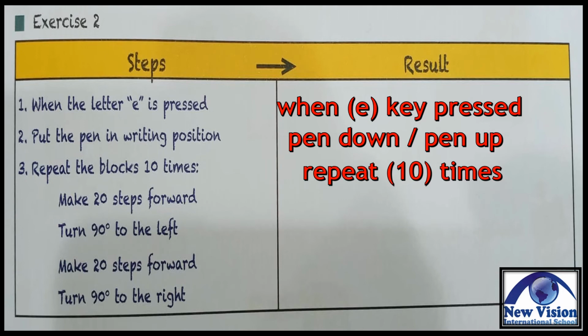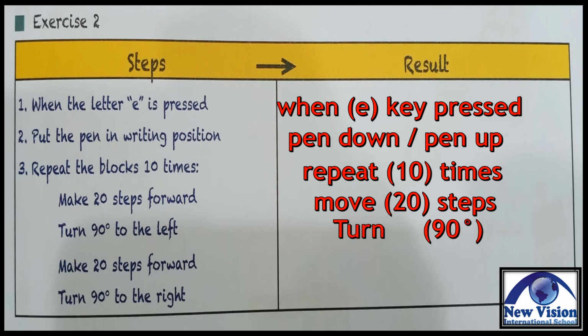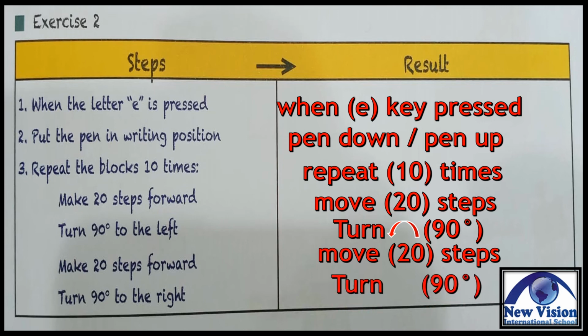Move 20 steps forward would be move 20 steps. Turn 90 degrees to the left would be turn 90 degrees with this symbol, which means to the left. Make 20 steps forward, that would be move 20 steps. And turn 90 to the right would be turn 90 degrees with this symbol, which means to the right.